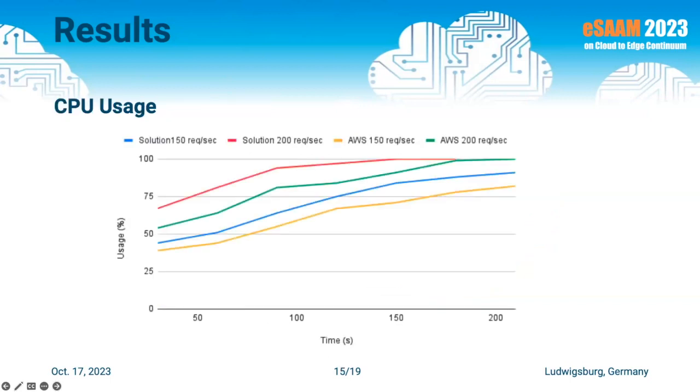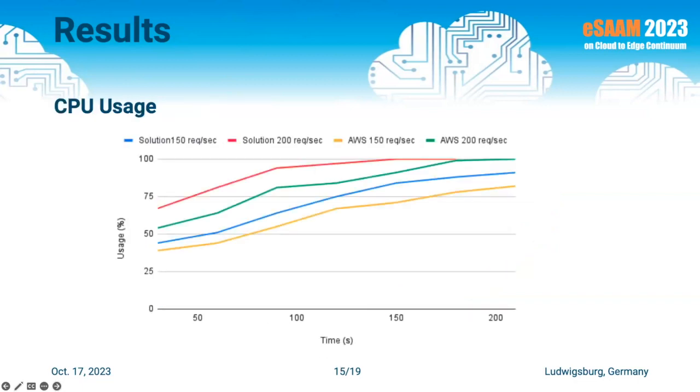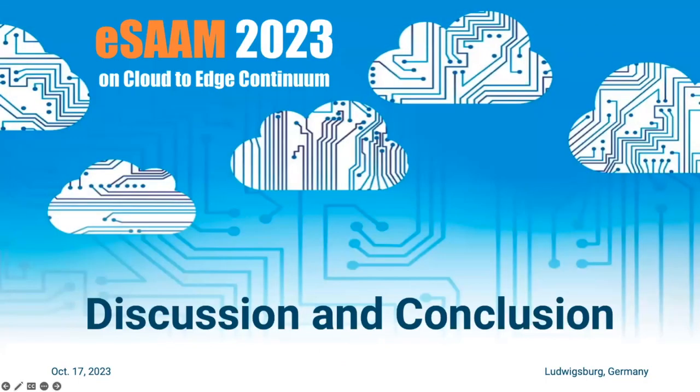Then we also measured our CPU usage over time. Since we could see that the performance starts to go down at around 150 requests per second, we measured CPU usage at rates above 150 requests per second to see how the performance would go over time. We compared this again with AWS, and both solutions trend towards full CPU usage. Again, AWS has slightly better performance, although our solution is not that far behind. So using these results, what can we say?